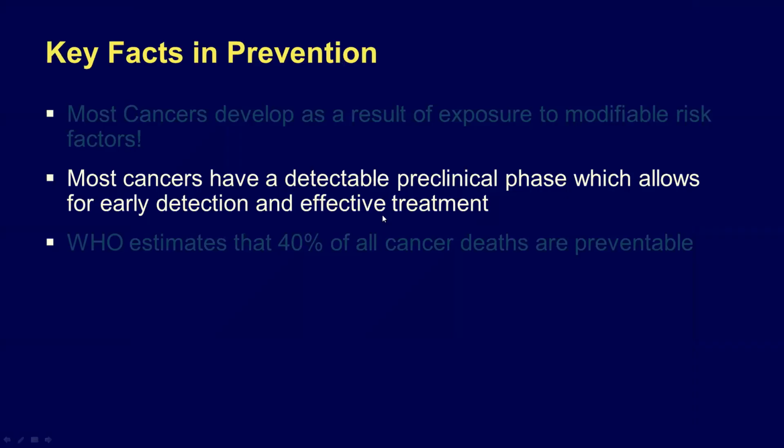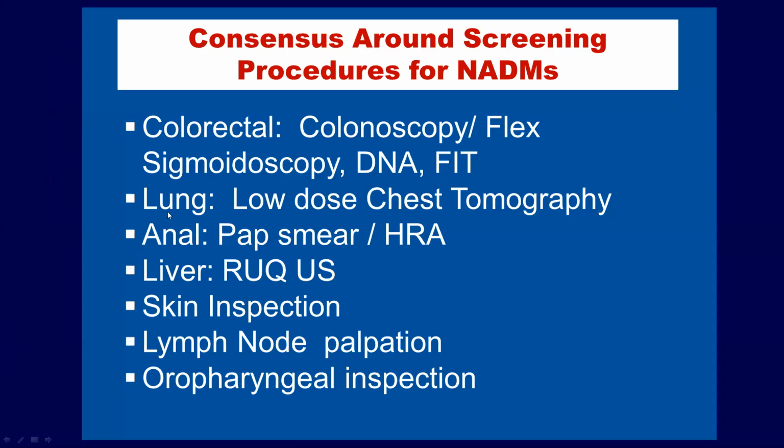So also what we learned today, and hopefully we were able to show you, is that most cancers have a detectable preclinical phase, which allows us to screen effectively and detect them early on so we can intervene and prevent them from developing or progressing into late stage disseminated cancers that are hard to eradicate and cure. And these are the different screening tools that we have available to us to intervene early on.